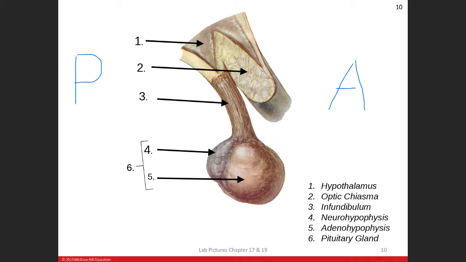Okay, so you could say the neurohypophysis for the posterior pituitary, but you can also write in there posterior pituitary. That's up to you. All right, and then in the front here, number 5, that's the adenohypophysis, or the anterior pituitary. Okay?